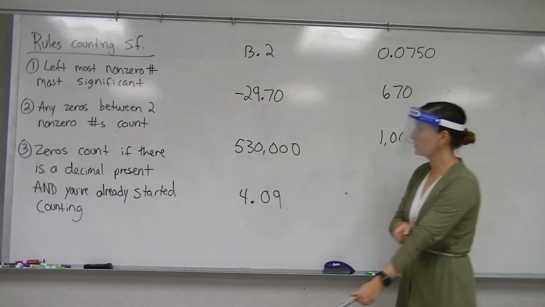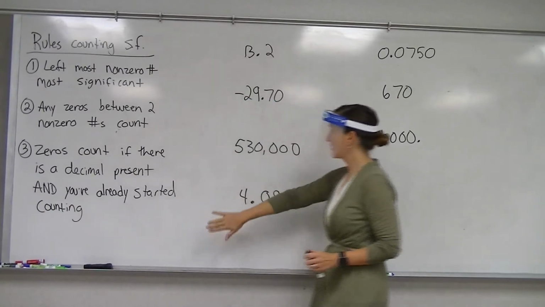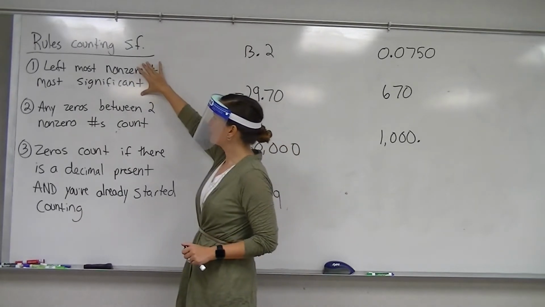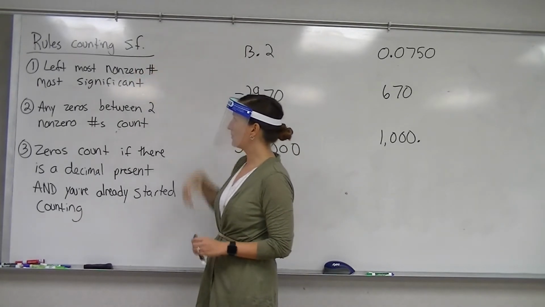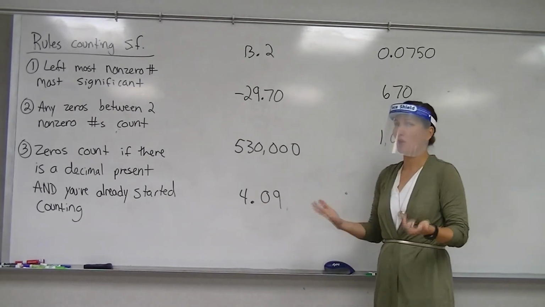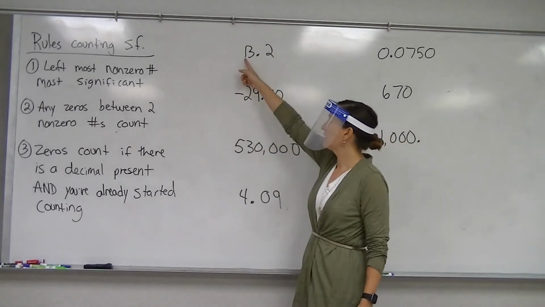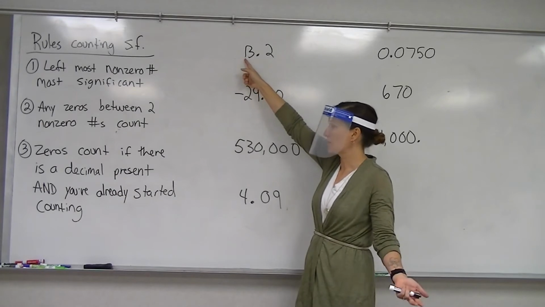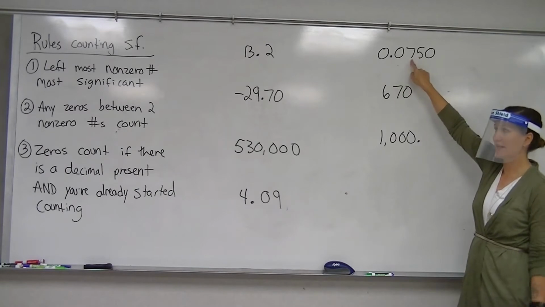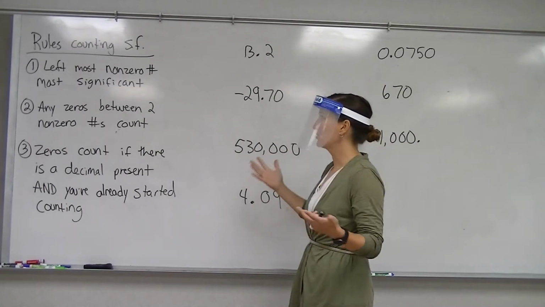All right, so the rules, and these were presented on the PowerPoint, so this is a shortened version of the rules so that we can apply them to the following problems. The first one says the leftmost non-zero number is the most significant. All that means is you start counting when you get to your first non-zero number. So this number here, I would start counting at the 1, because that's the first non-zero number. Coming over here, I wouldn't start counting until I get to the 7, because that's my first non-zero number. So that's all Rule 1 is saying. Don't start counting until you get to a non-zero number.